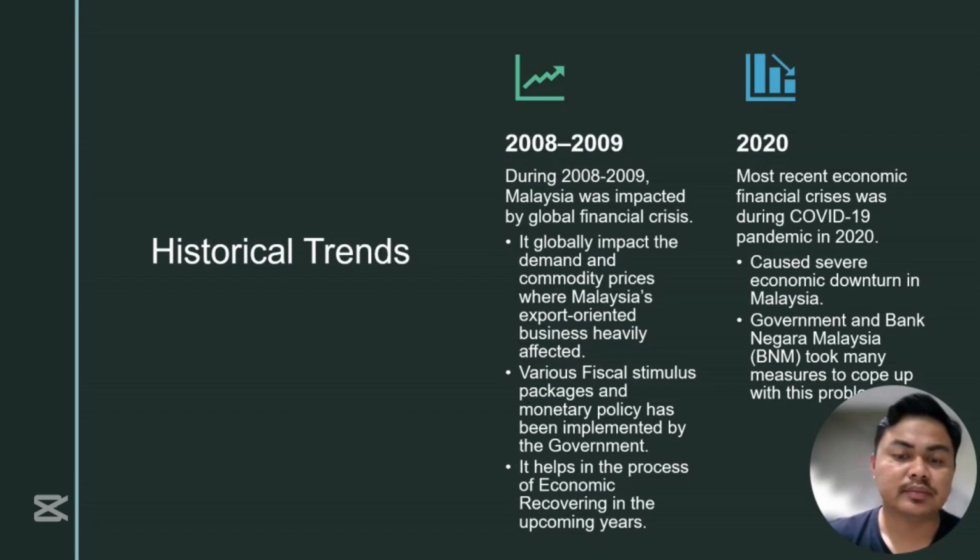More recently, the COVID-19 pandemic in 2020 caused a severe economic downturn in Malaysia. This pandemic led to widespread business closure, job losses, and a sharp contraction in economic activity. So, the government and Bank Negara Malaysia implemented various measures to support the economy, including the financial aid package, loan moratorium, and interest rate cuts. Despite this effort, the economy faced significant challenges and recovery has been gradual.